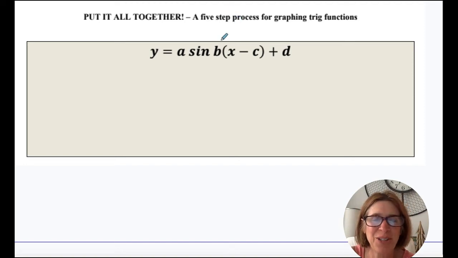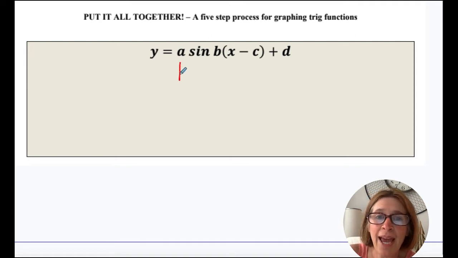Hi everybody, it's Coach Red here, and we're going to finally put everything together that you've learned about trig graphs, translating trig graphs. We're going to look at the function y = a sin(b(x - c)) + d. This is the structure of the sine function, and each of these values does something to the graph. I want you to think really hard before I tell you what they do.